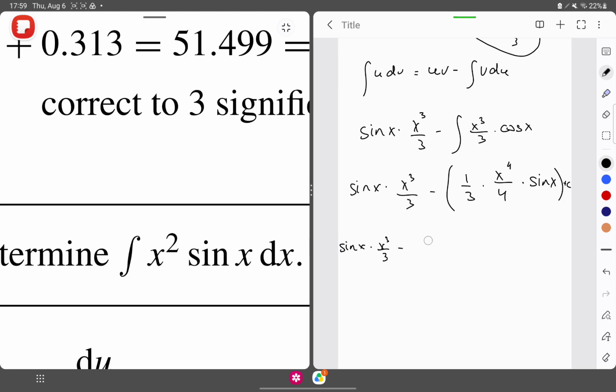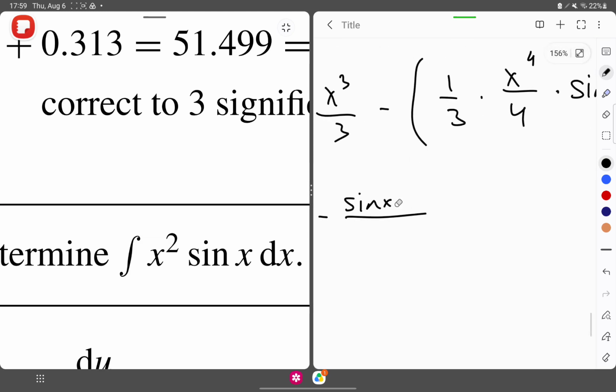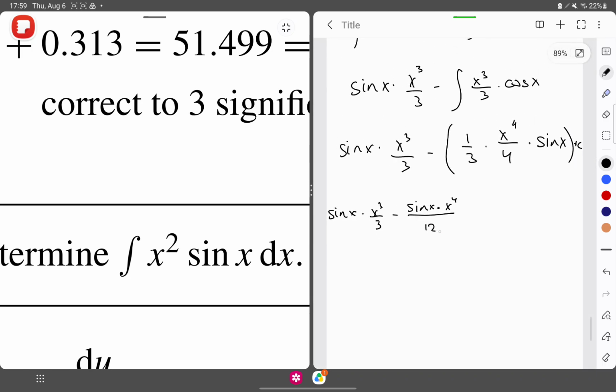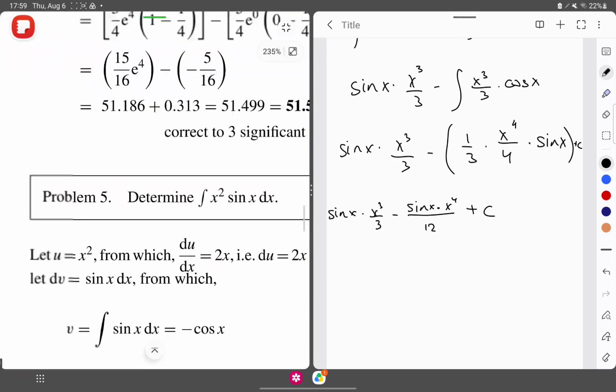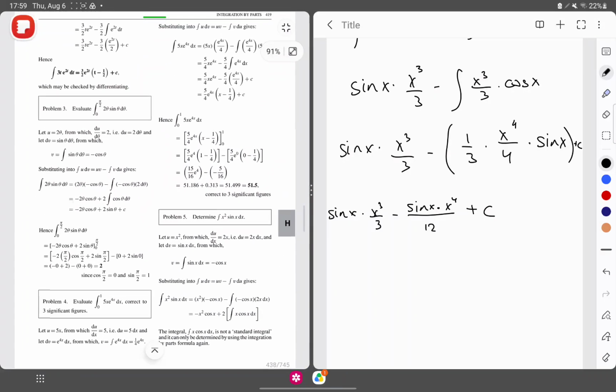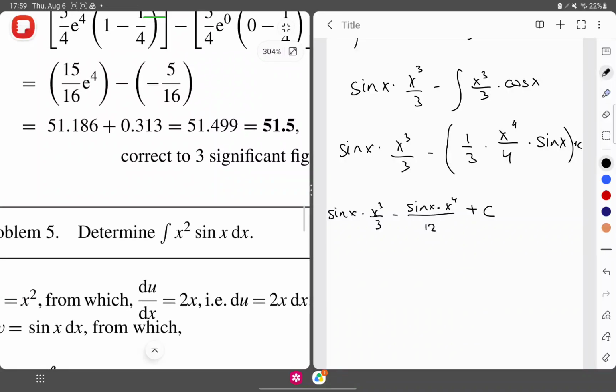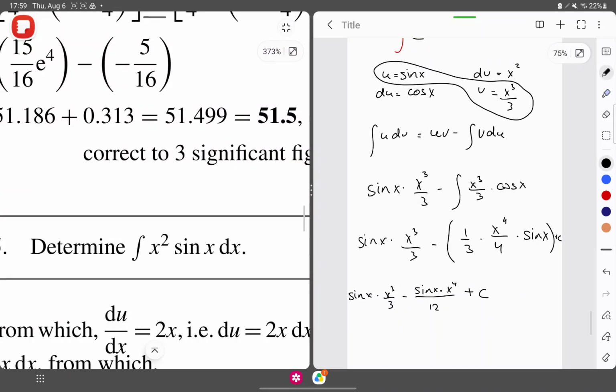So sine x times x to the power of 4 plus c. I don't know if it's true or not, but let me check it. Okay, it's not like this. Okay, all right, let me try with the other one.